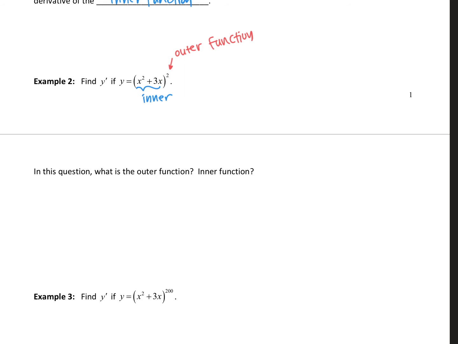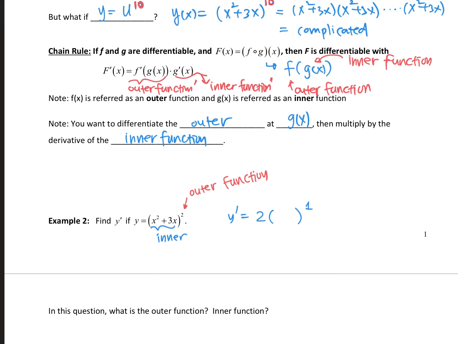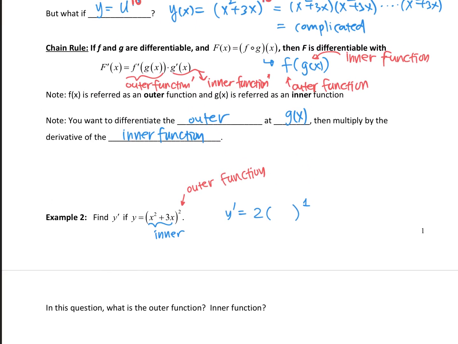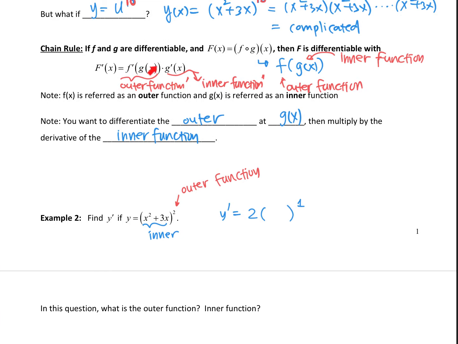So the y prime is basically the outer function derivative. Take the derivative of the outer function. So the derivative of a square is 2 to the 1 power, right? And if you go back to the formula here, inside g, just leave it as it is, right? So the inner function, just leave it as it is. I'm not doing anything. So the inner function is x squared plus 3x. I didn't do anything to the inner function. So that's the derivative of the outer function.